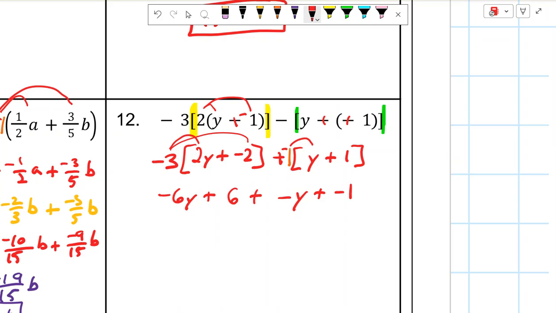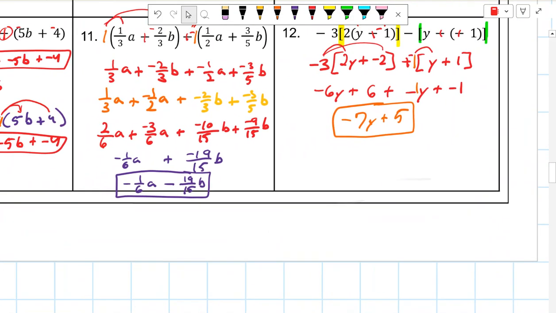Now we can combine like terms. Negative 6y and negative y together, remember, there is a 1 here, is negative 7y's, and 6 plus negative 1 is 5. So our answer is negative 7y plus 5.